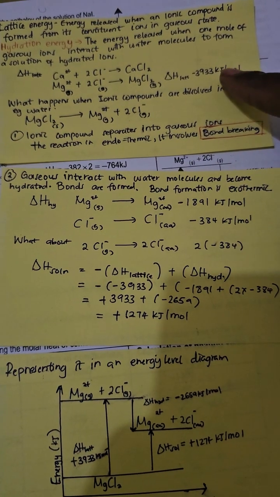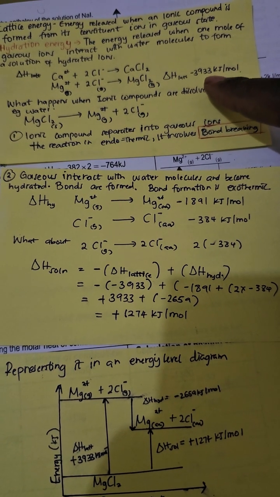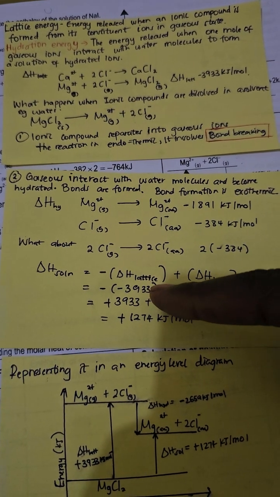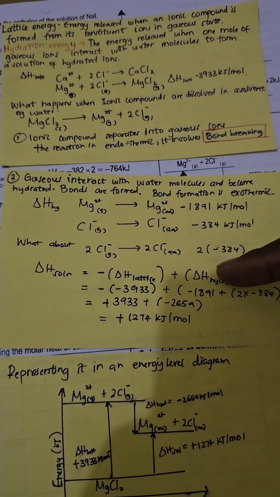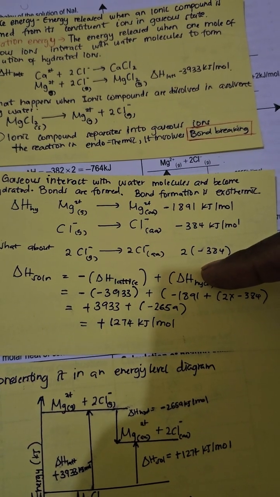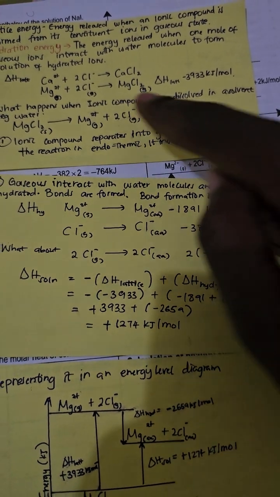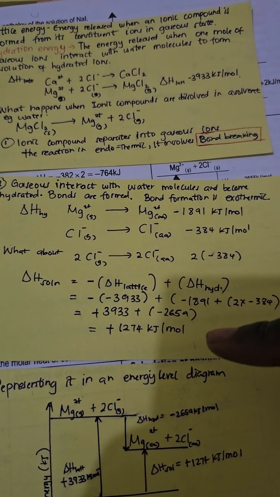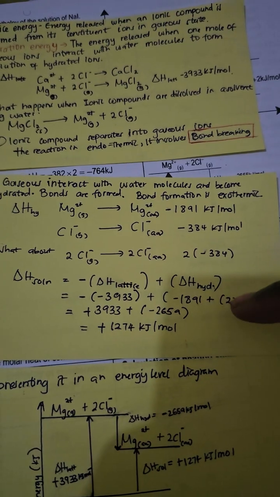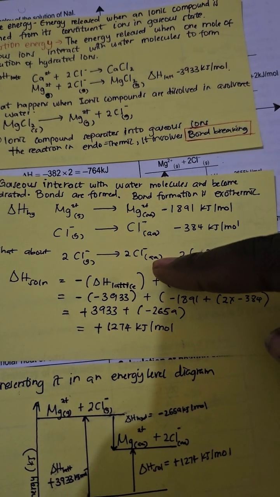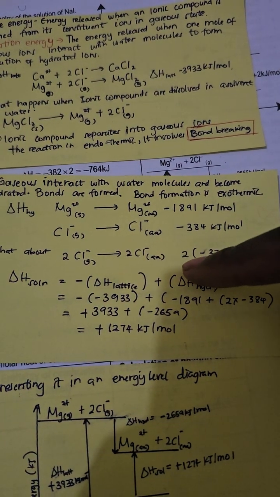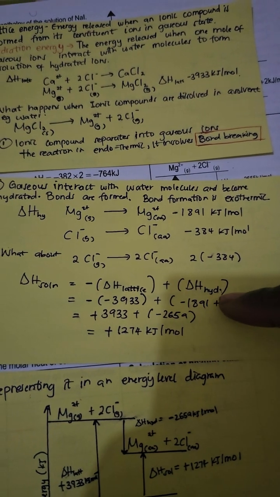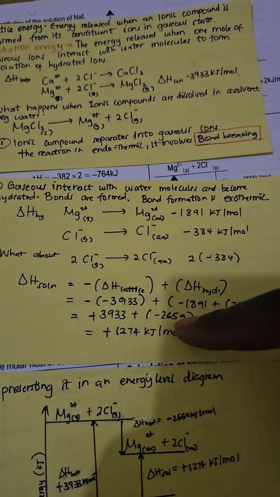I'll come here. What was the lattice energy? Negative 3,933. So it will be the negative of the lattice energy plus the hydration energy. We calculate the hydration energy. We had 1 magnesium. When it was hydrated, it is negative 1891. There were 2 moles of chloride ions which were hydrated, so it was 2 times negative 384. When you add, the total of the hydration energy was coming to negative 2659.